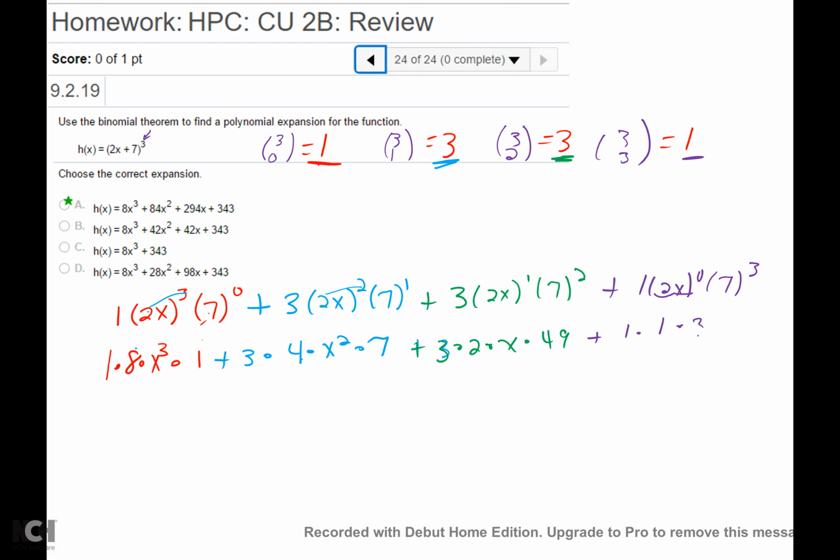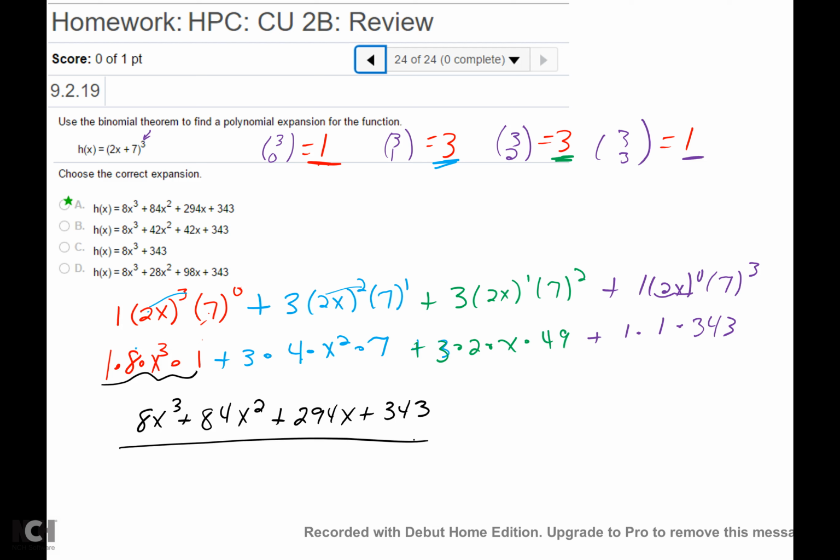7 cubed is 343. And finally, one more sweep and we should have it, would be 8x cubed plus 3 times 4 times 7 is 84x squared plus 3 times 2 times 49 is 294x plus 343. And there is my expansion.